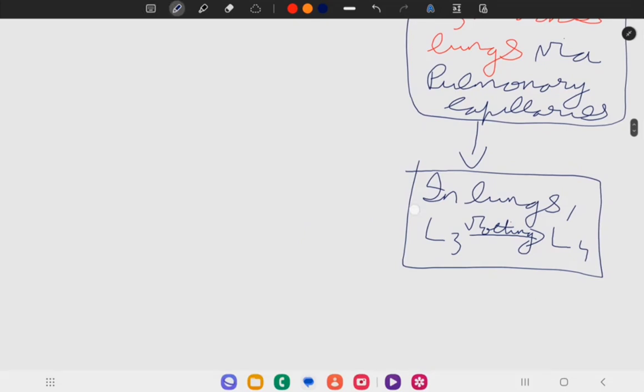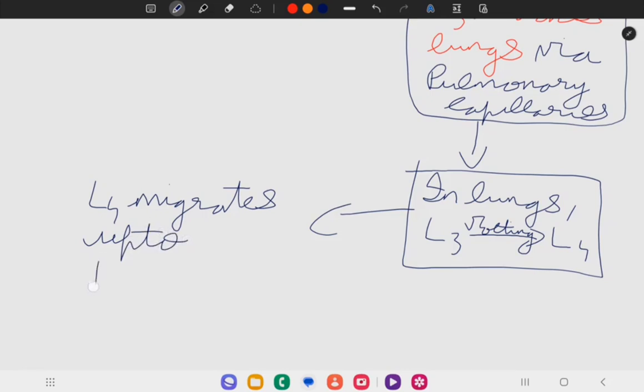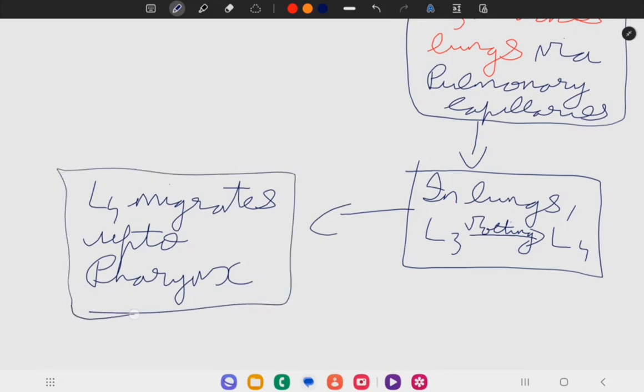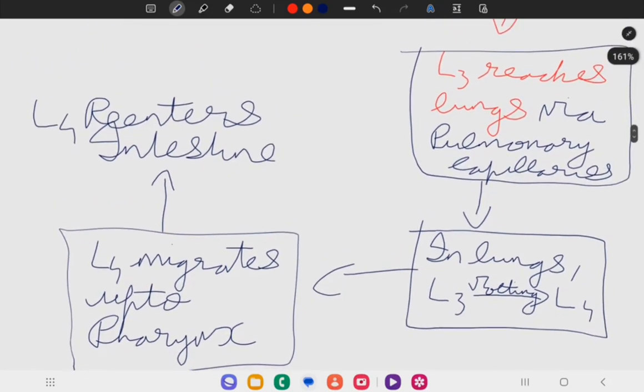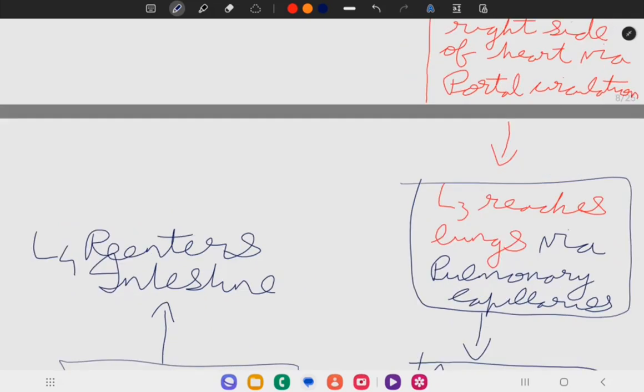L4 larva from the lungs migrates up to the pharynx. From the pharynx, L4 larva re-enters the intestine via swallowing.